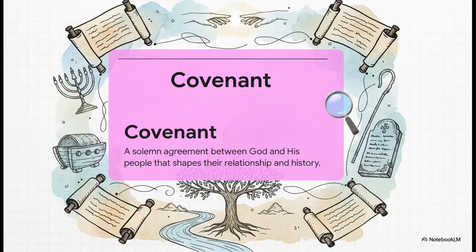So, what in the world is a covenant? Well, it's way more than just a contract. Think of it more like a sacred, unbreakable promise that completely defines a relationship. And here's the key. If you can understand this one word, you can unlock the entire plot of the Old Testament. It's a game changer.